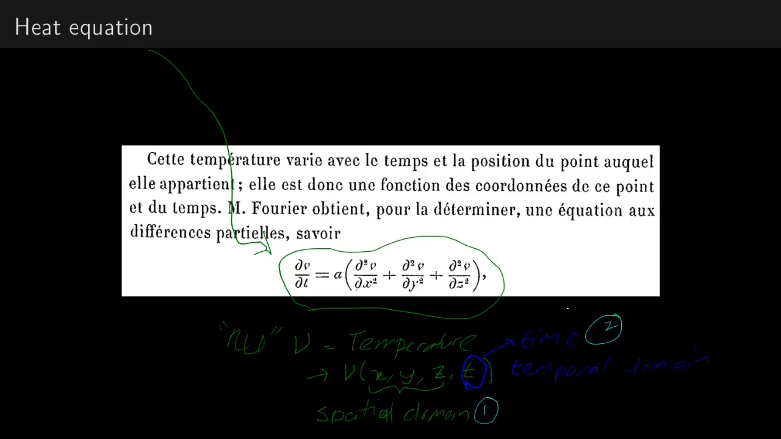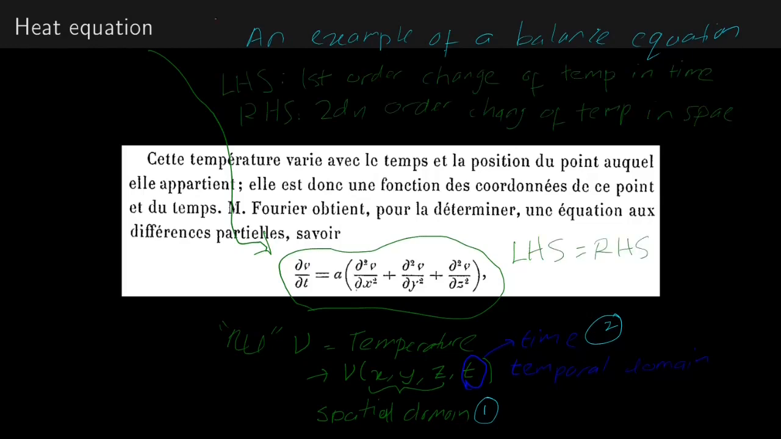Now this is an important example of a balance equation. The heat equation states that the first order change in temperature with respect to time equals the second order change in the temperature with respect to its location. So we have the left-hand side being balanced by the right-hand side.